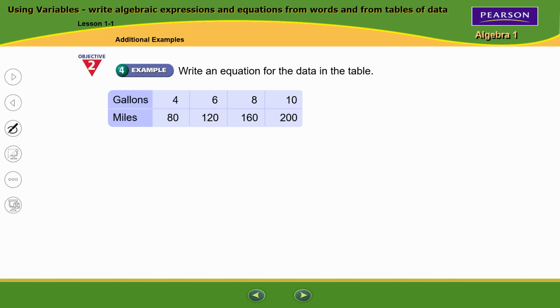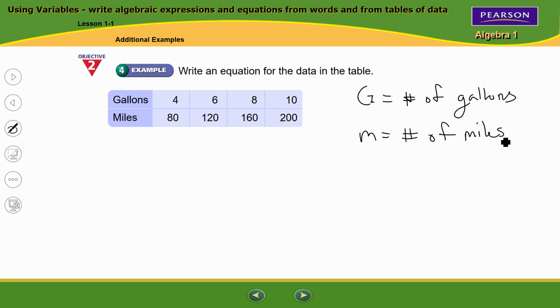Lovely. Write an equation for the data in the table. So I'm going to need two variables just like last time. G is going to equal the number of gallons, which is French for gallons. M equals number of miles. So how do we relate these two things? I'm going to look for a pattern. Looking at the gallons, it looks like they're going up +2, +2, +2. Okay, that tells me something. Looking at the miles, +40, +40, +40. So it looks like a relatively constant increase.